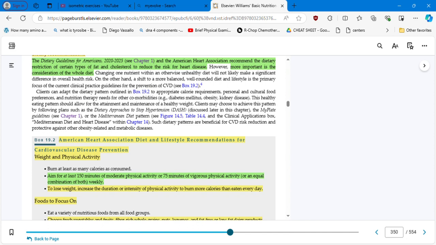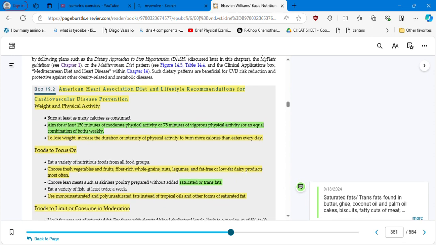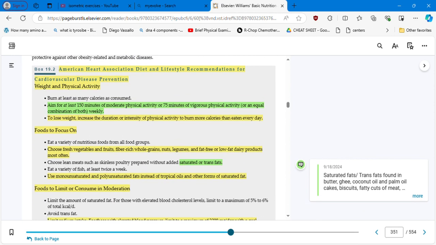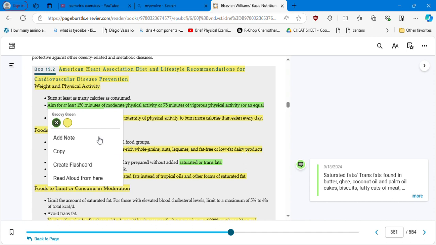So now we have the American Heart Association diet and lifestyle recommendations for cardiovascular disease prevention. Of course, it's going to be weight and physical activity. This is important, okay? This is NCLEX also, NCLEX alert. I forgot to put this. They are going to test you on this.